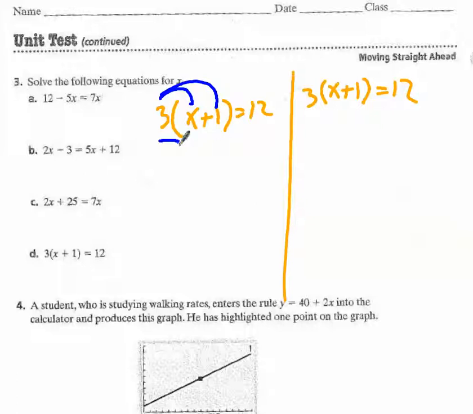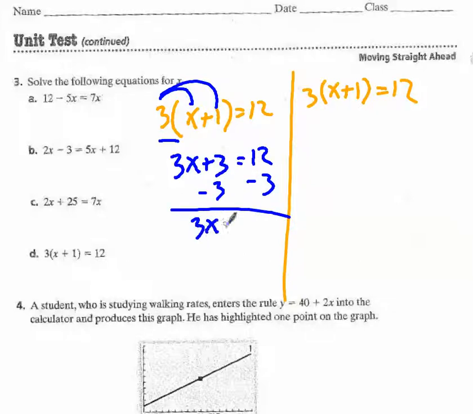In this case, 3. So we end up with 3x plus 3, because 3 times x is 3x, 3 times 1 is 3, so equal to 12. Minus 3, minus 3. So we get 3x is equal to 9. The opposite of multiplying x by 3 is dividing. Divide. So I get x is equal to 3.